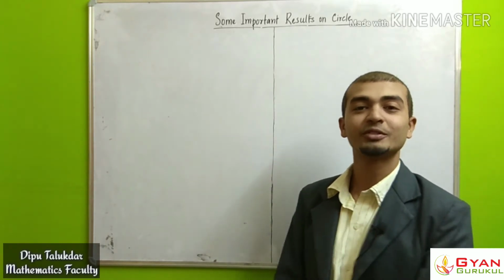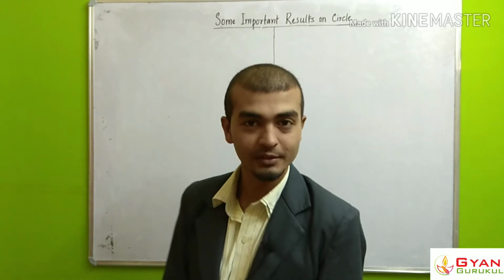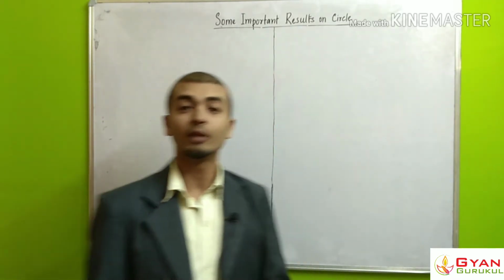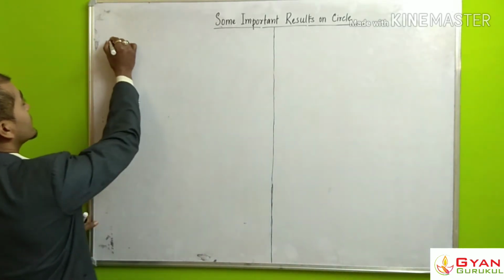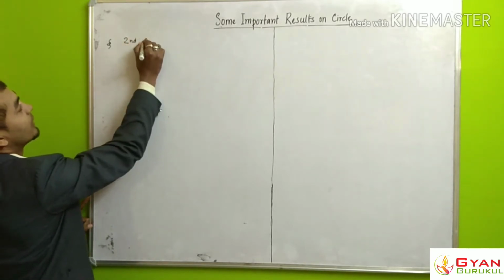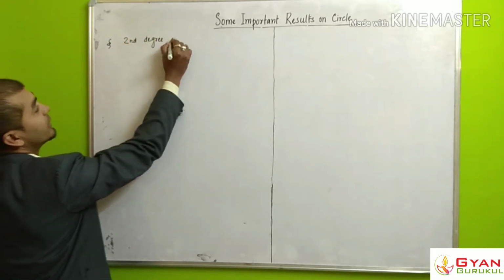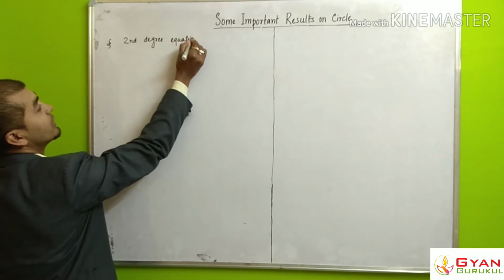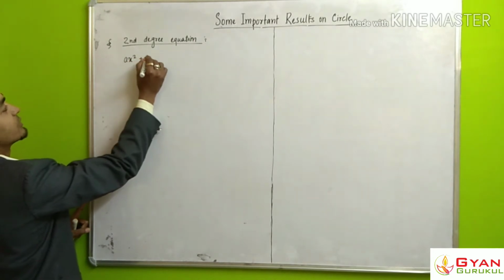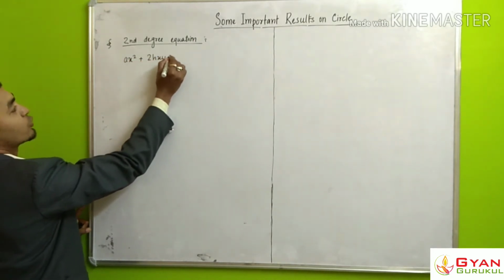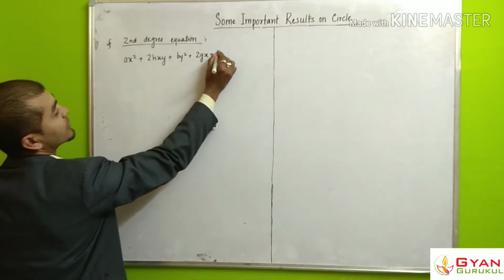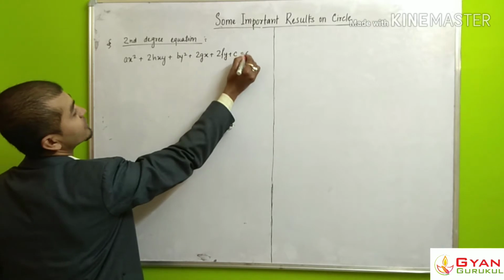Today we are going to study some important results on circles. Before starting with those results, I would like to discuss what a second degree equation represents a circle: ax square plus 2hxy plus by square plus 2gx plus 2fy plus c equals 0.